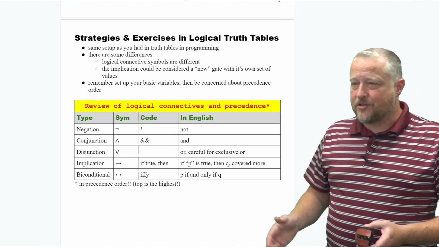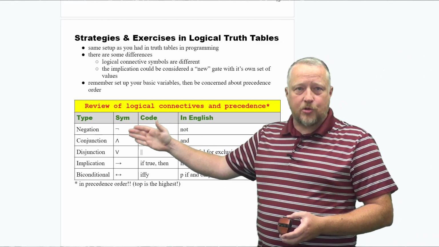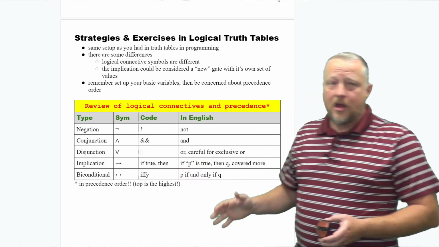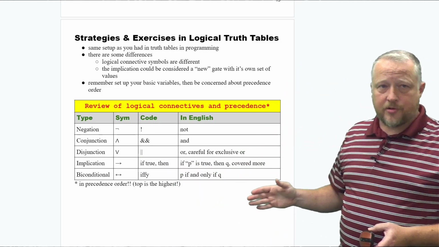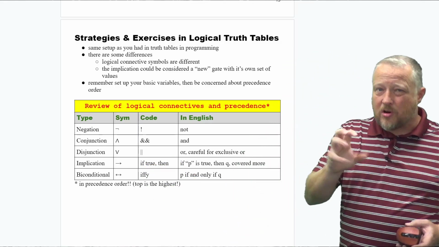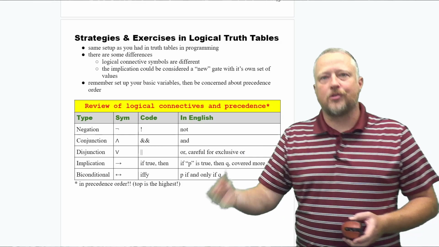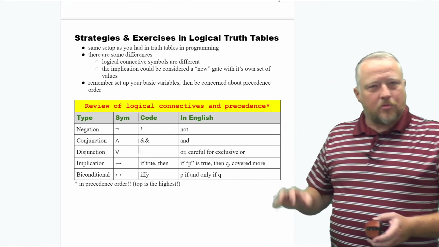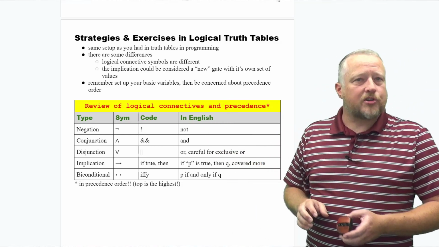There are some differences. Your overall logical connective symbols are a little bit different. By the way, we still haven't gone over biconditional, but you can think of implication as another gate. It's got its own crazy set of values that we're still going to get into more later on. So just think about it as the same construction that you had.